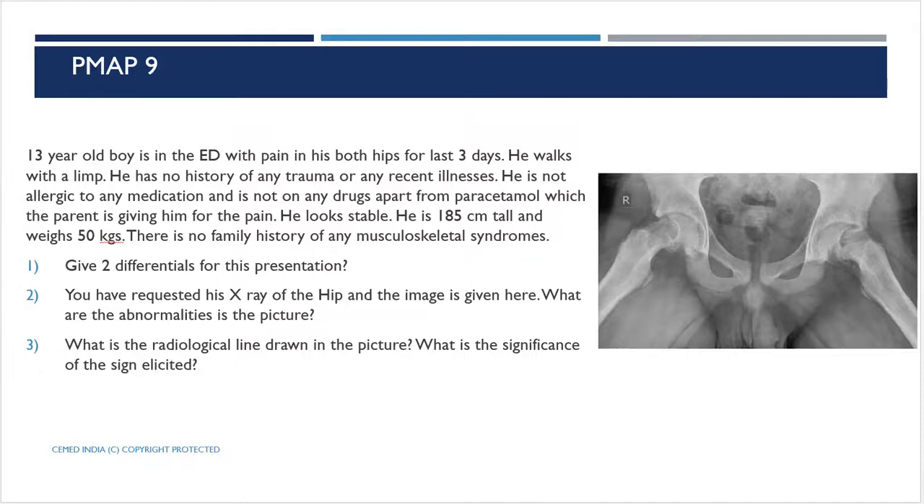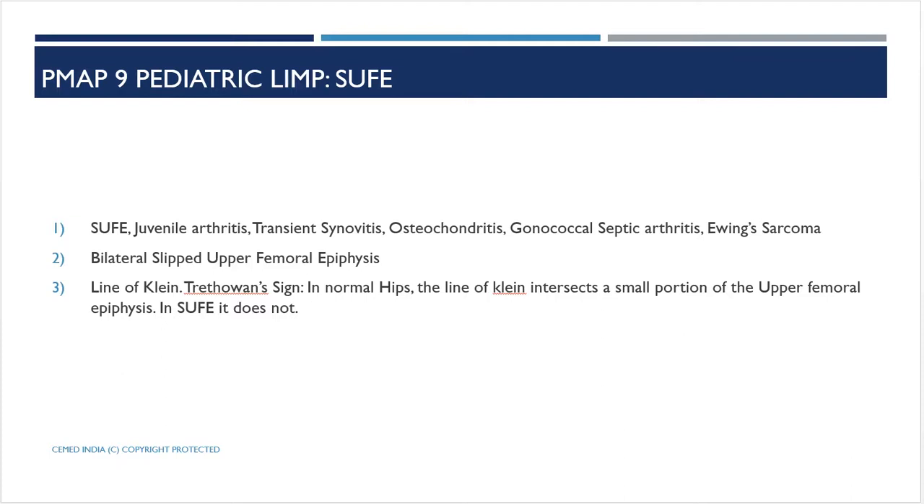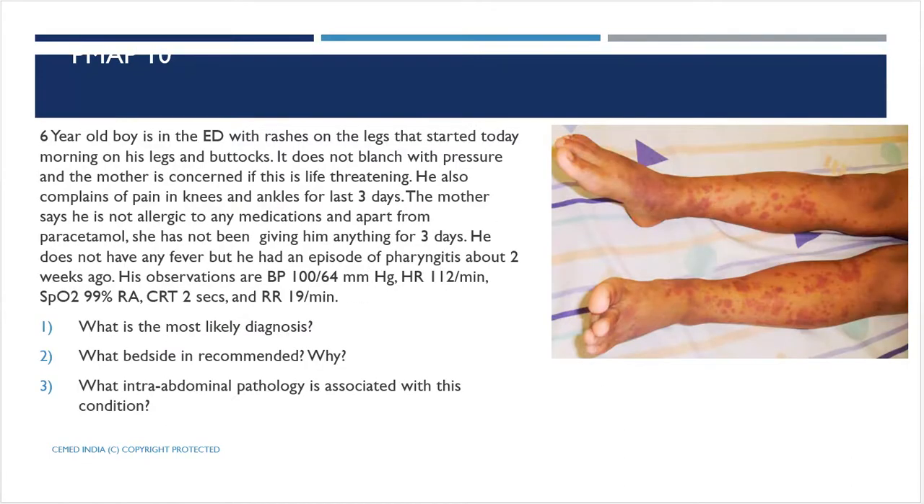Hello friends. So we were at this question of pediatric limp. Let's look at the answers. As I said, these are the differentials: bilateral slipped upper femoral epiphysis, line of Klein, 3-to-1 sign. Let's move on to the next one.